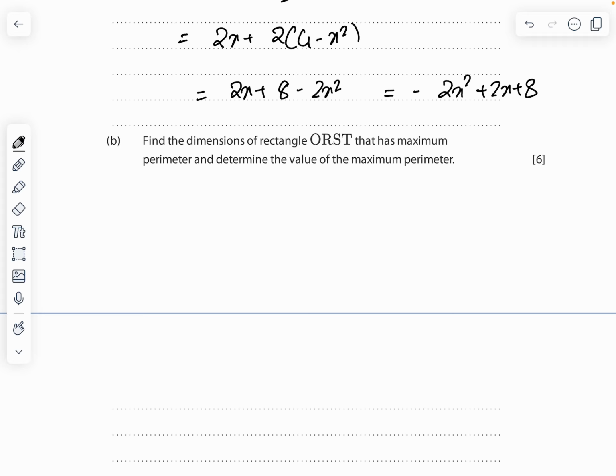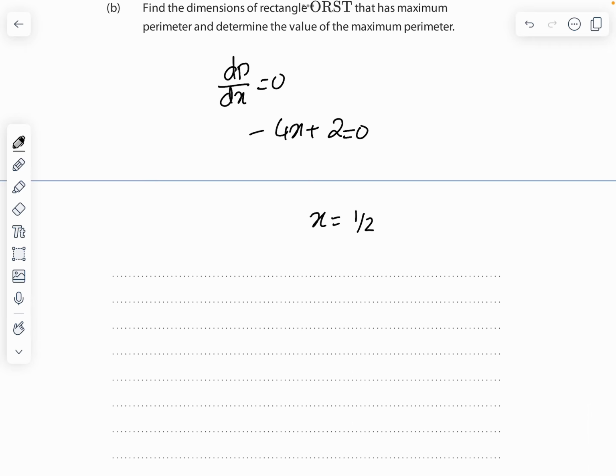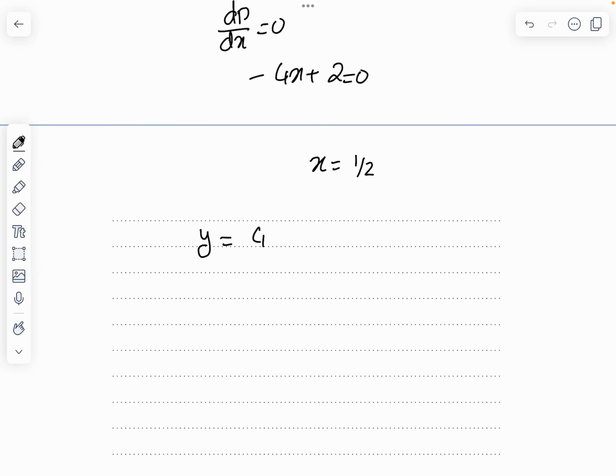Find the dimensions of the rectangle ORST that has maximum perimeter and determine the value of the maximum. So first, whenever it is maximum, the first derivative should be equal to 0. So negative 4x plus 2 should be equal to 0, which gives me the value of x as half. Now substitute this value of x in y equals 4 minus x square. So y equals 4 minus (1 upon 2) whole square, which becomes 15 upon 4.